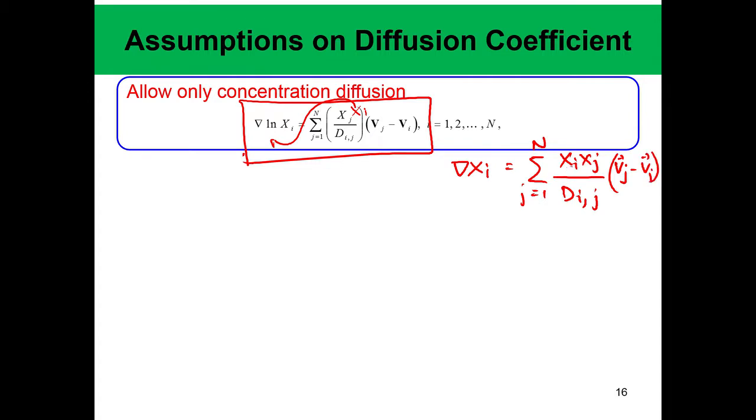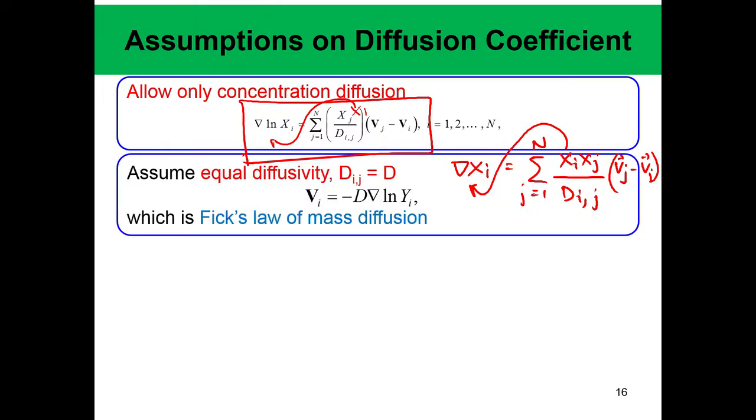Since we have neglected other terms, now the Xi can escape this summation and come over here. When it comes downstairs in the denominator, it becomes the logarithm of Xi, and now you can apply several simplifications. If you apply equal diffusivities, then this becomes simple, and you can write it explicitly as Vi equal to minus D times the gradient of the natural logarithm of Yi, and this is the Fick's law of mass diffusion.